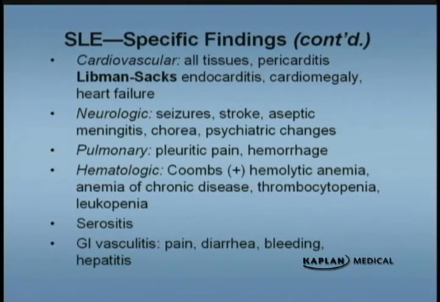Neurologic problems include encephalopathies and seizures. Pulmonary problems include pleuritic type pain. They will have anemia as a hematologic manifestation. They would also have abdominal pain, vasculitis.